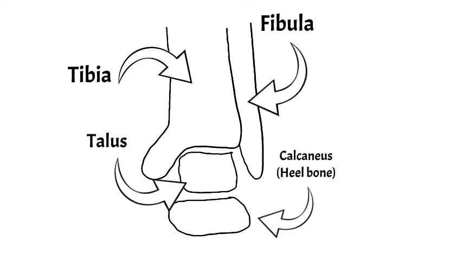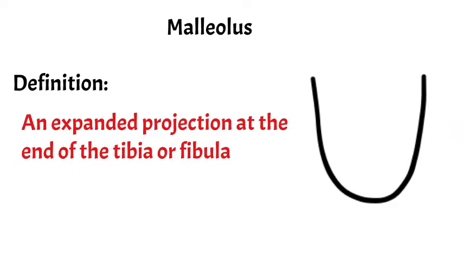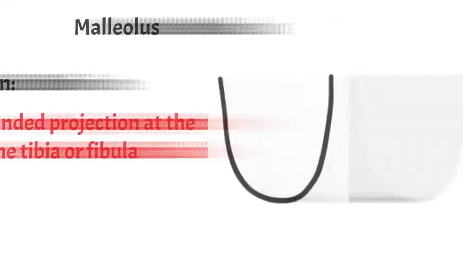Now, the area that you commonly break in the ankle during an ankle fracture are called the malleoli, and a single projection is called a malleolus. So the definition of malleolus is a projection at the end of the tibia or fibula, and these are the things that you break commonly in an ankle fracture. There are actually three of them in the ankle.